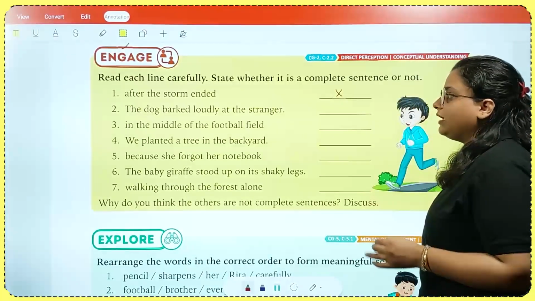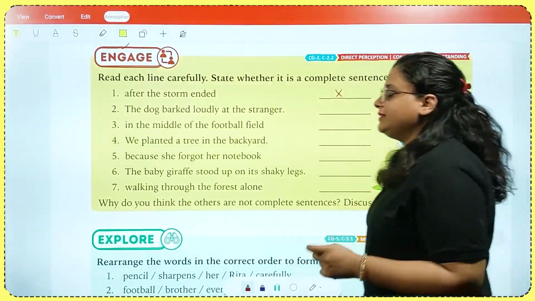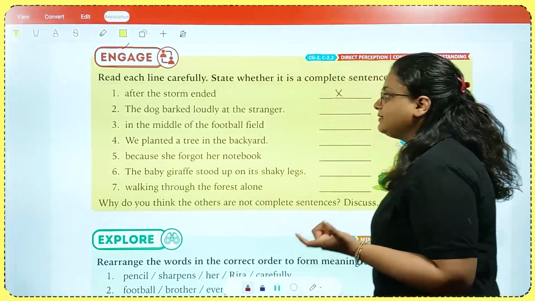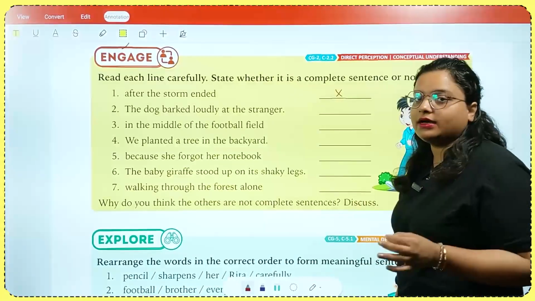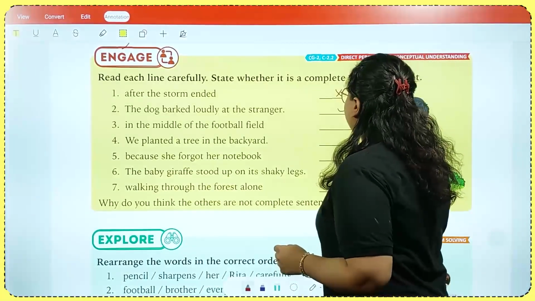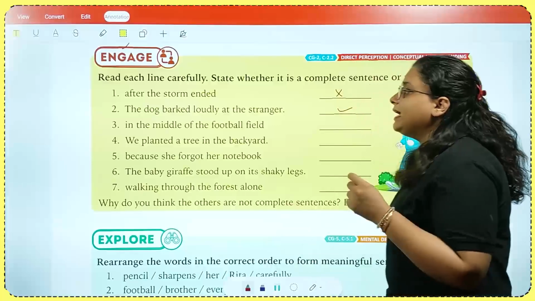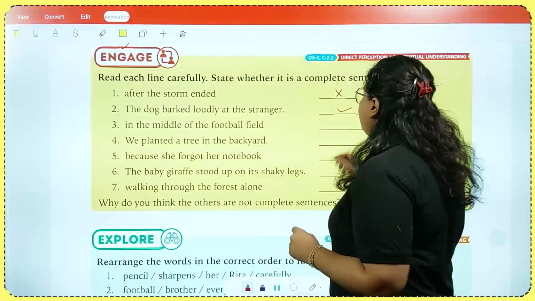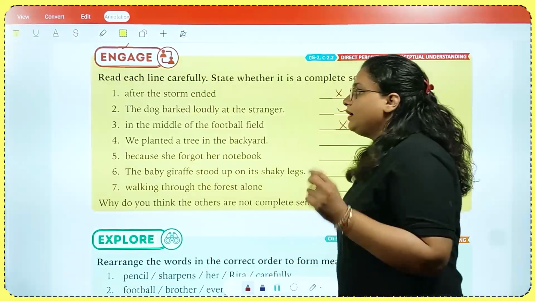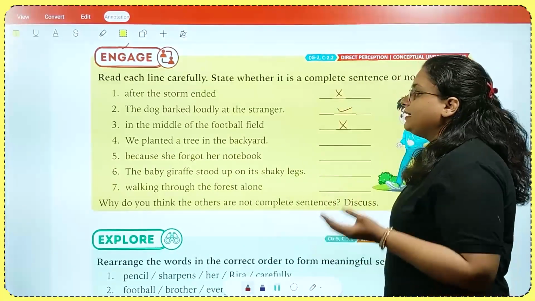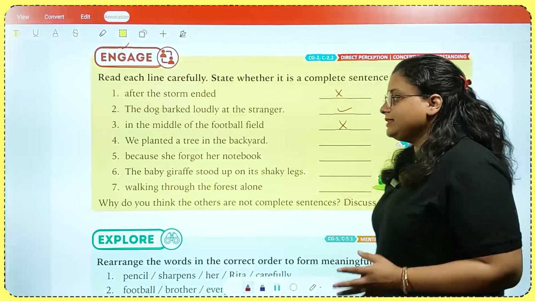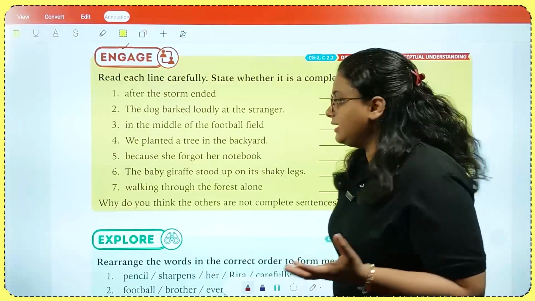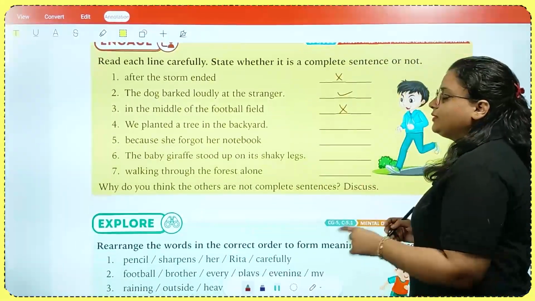The dog barked loudly at the stranger. This sentence is complete because it has the correct subject, all the articles are in place, and punctuation marks are also added. Now, the third sentence: in the middle of the football field. No, this sentence is not complete. Now, the fourth sentence: we planted a tree in the backyard. This sentence is complete because it has a proper subject, a pronoun is present there, and punctuation is also there.